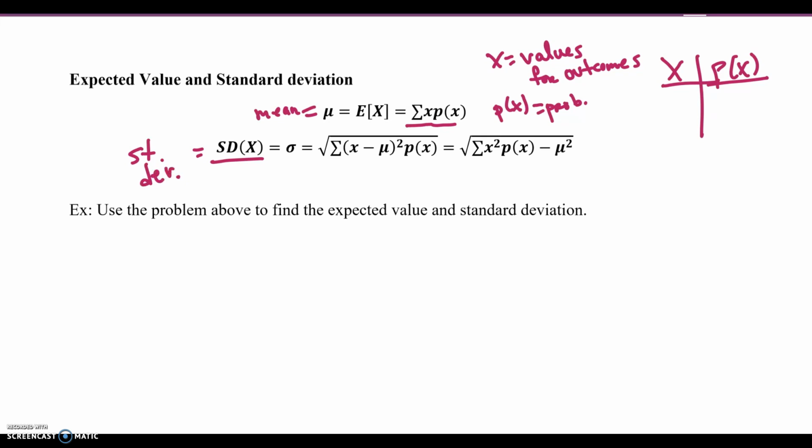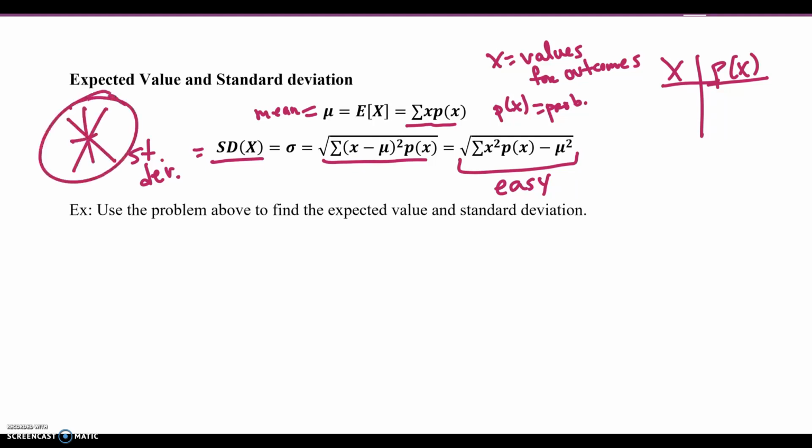Now, usually this can be a little hard. This one's actually the easier one, so I will put easy. This one's a little bit harder, but you'll see how to do this. So maybe put this into your cheat sheet. Make sure that you put that in your formula sheet because you may need it. This is for any probability distribution that is expressed as a table. So let's do the problem that we did before, where we wanted to find the expected value and the standard deviation.